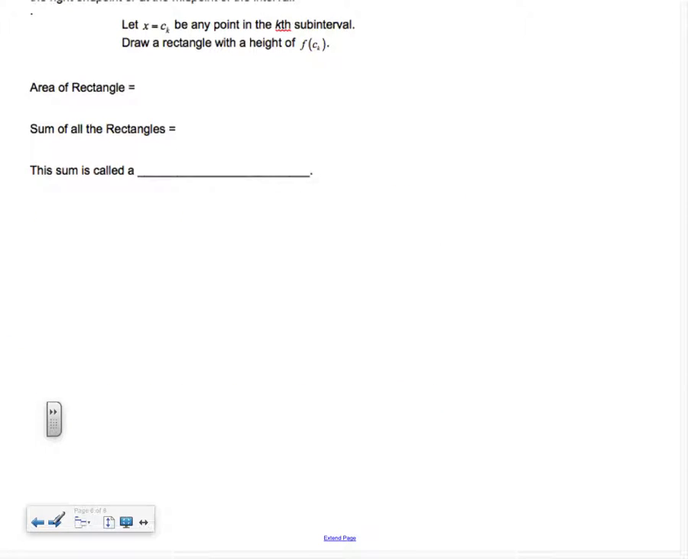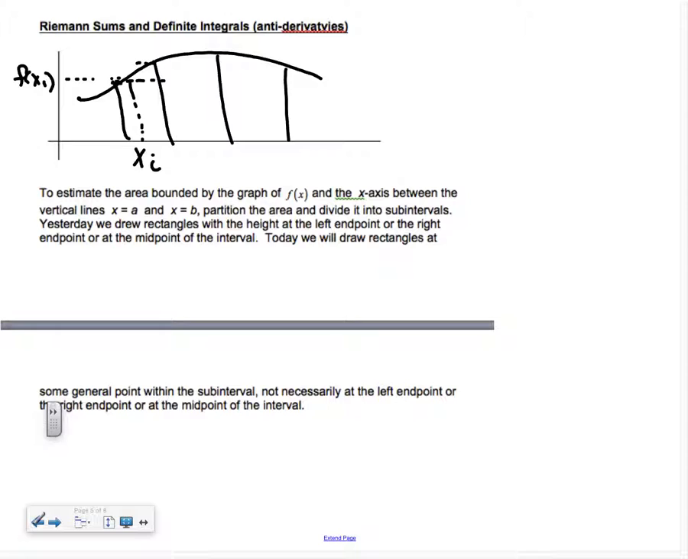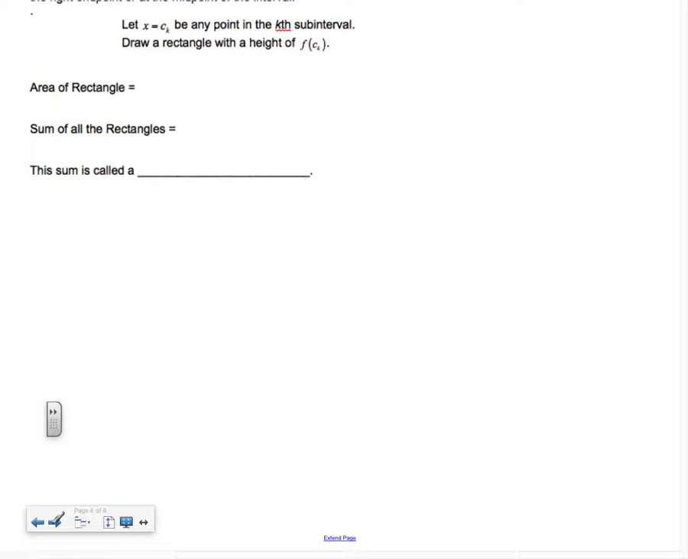All right, so let x equal c sub k be any point in the kth interval. Okay, so draw a rectangle with a height f of c sub k. So sorry, rather than using x sub i, they're calling this c sub k. So this is the point c sub k, and this is f of this point c sub k. Okay, so you've got some height and some width. You're going to just multiply those together to get the area.